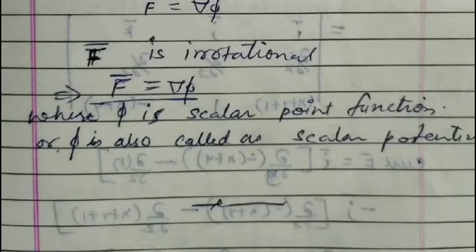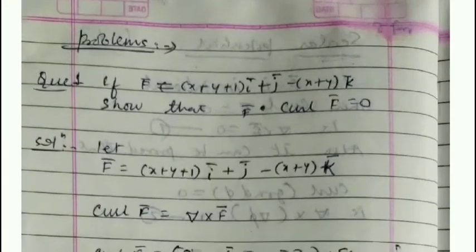So if we are given that the curl of a vector point function is 0, or irrotational, then we can assume f bar equals del phi. We can assume this equation f bar equals del phi. So we will discuss some problems based on this scalar potential function phi.